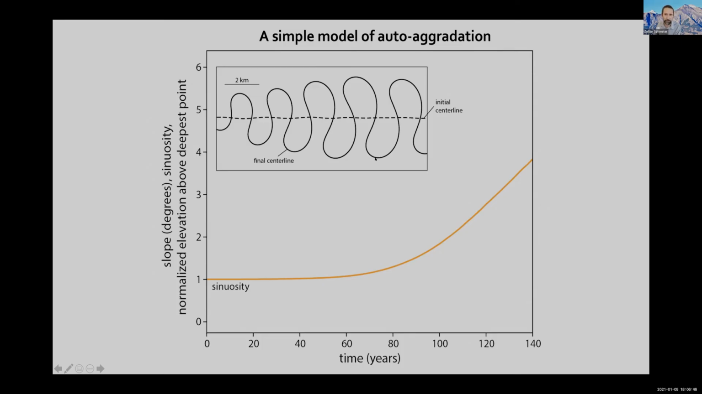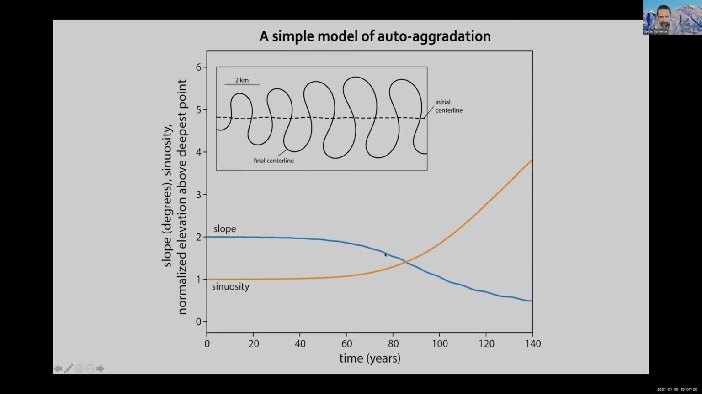This is work in progress, but I think it's an interesting idea where we say the initial center line tends to be low sinuosity. And when we go to a much higher sinuosity channel, then by geometric necessity, the slope has to decrease through time. And that's what you see here. That's pretty obvious, but things get interesting if we say that deposition and erosion are a function of slope.